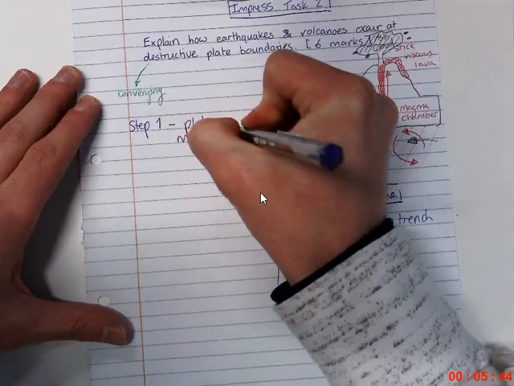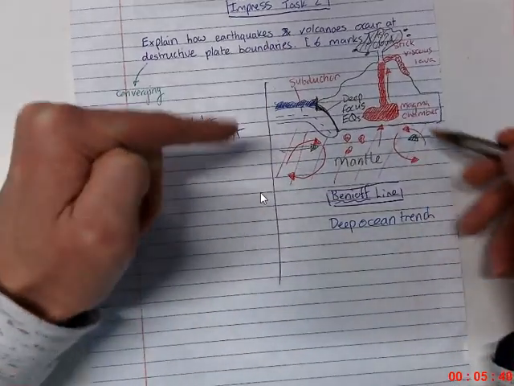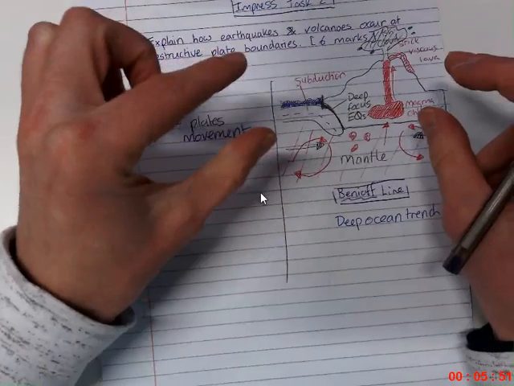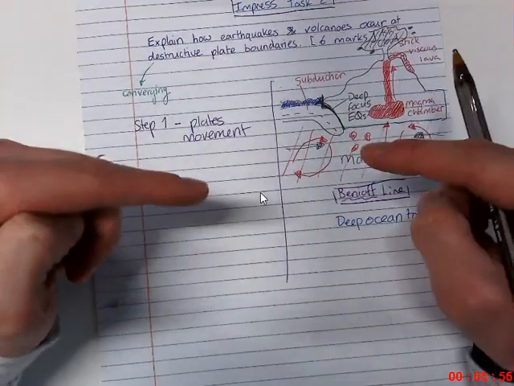What type of plates are involved? And what's moving those plates? So the movement of the convection currents underneath the two pieces of rock here are moving the plates toward each other, and that is causing them to collide.